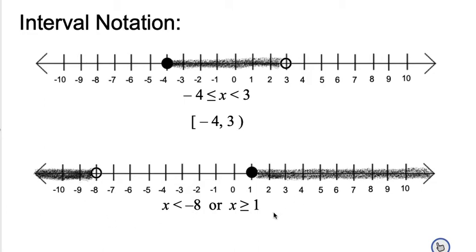Since we are shading all the values greater than or equal to 1, then we will use the upper bound of the real numbers, infinity, as the second bound in our second interval. Let's take a look.